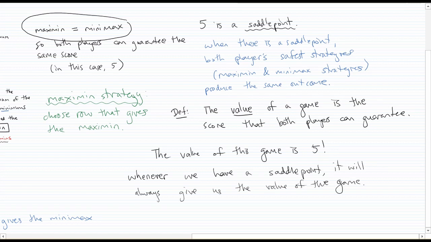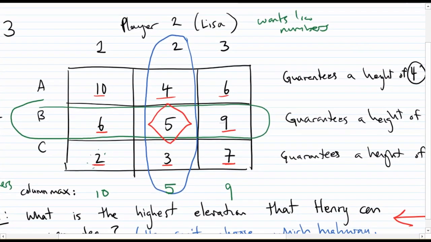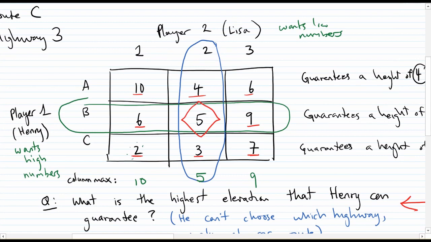Now you have to be careful. There isn't always going to be a saddle point. Remember, the maximin being equal to the minimax is actually a special occurrence. It's not generally going to be the case. But let's try to interpret what the value of the game means a little bit more in this example. So we have the maximin row and the minimax column. And the point is that Henry is never going to get the best score of 10 using this strategy. And Lisa is never going to get that least score of 2 using this strategy.